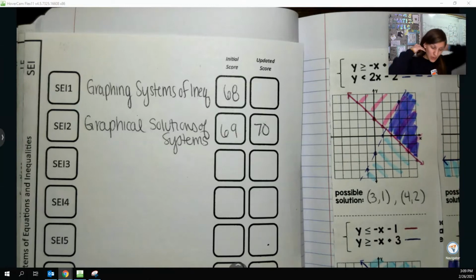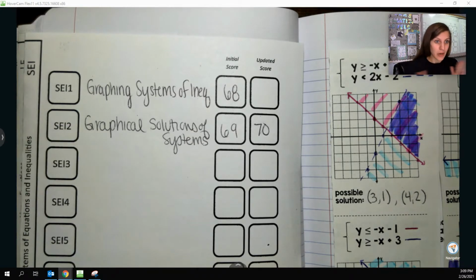All right, guys, so we talked about how we can solve a system by graphing. So we're graphing two lines, looking for where they cross to figure out what x equals and what y equals. But sometimes that's not the best way.